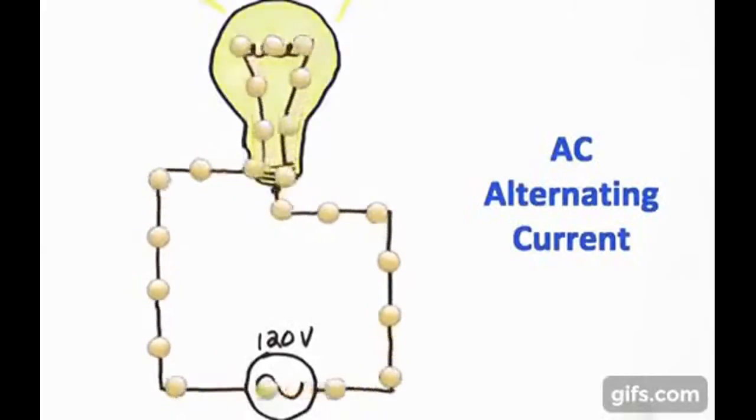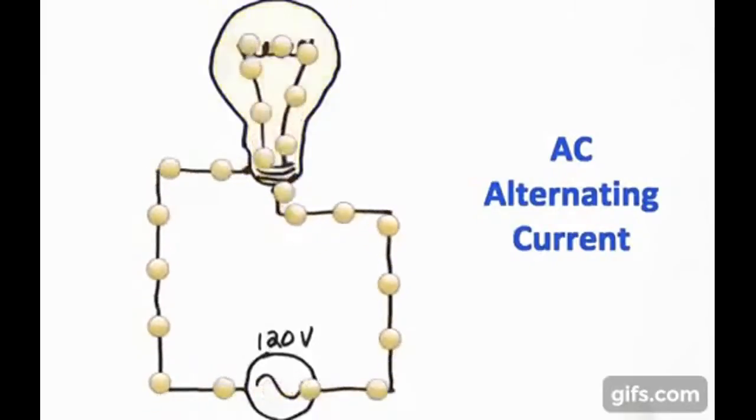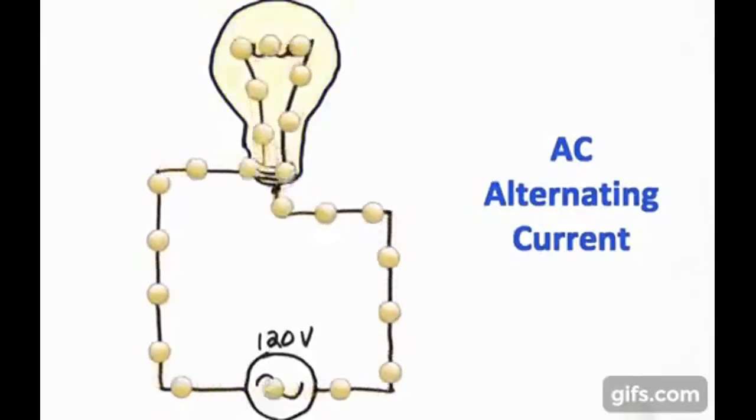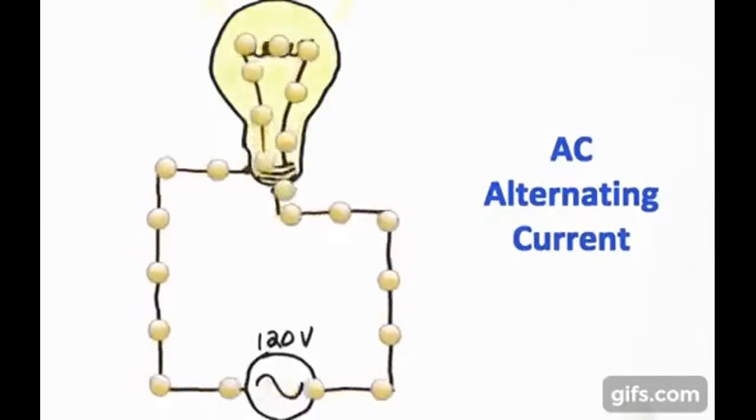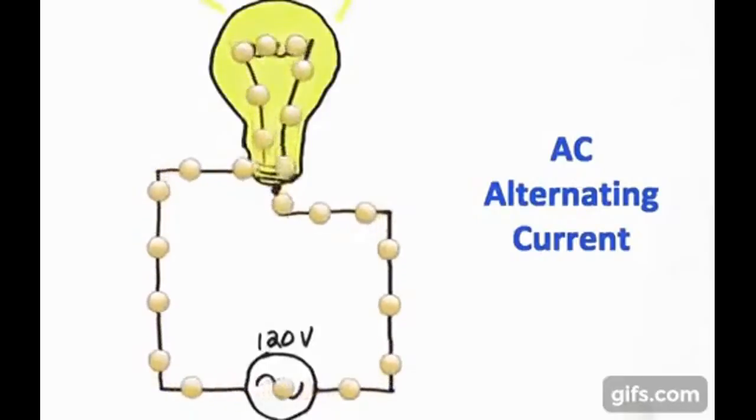Alternating current, unlike direct current, likes to change. In direct current, there are only two terminals, positive and negative. But in alternating current, they change. It is something like a sound wave, sound frequency.